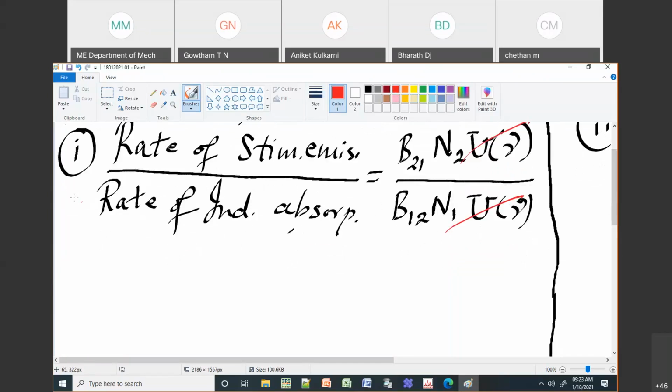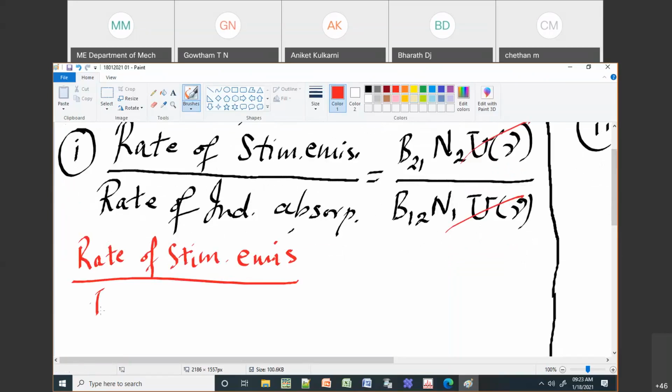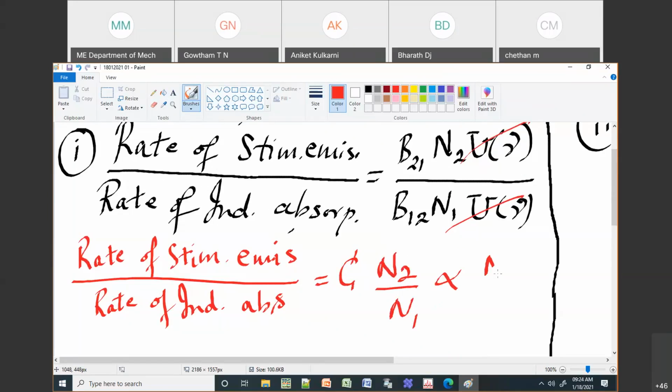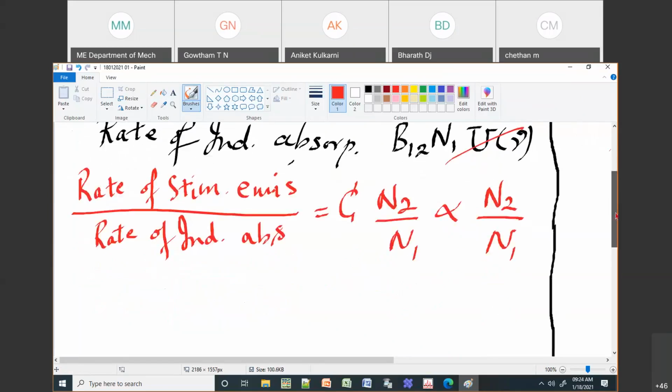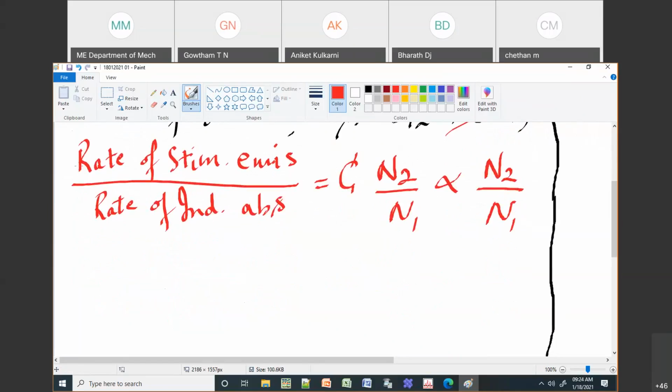So the rate of stimulated emission divided by the rate of induced absorption is equal to B21 by B12, which I will call some constant C, times N2 by N1. Or I can say it is directly proportional to N2 by N1. This is your condition.